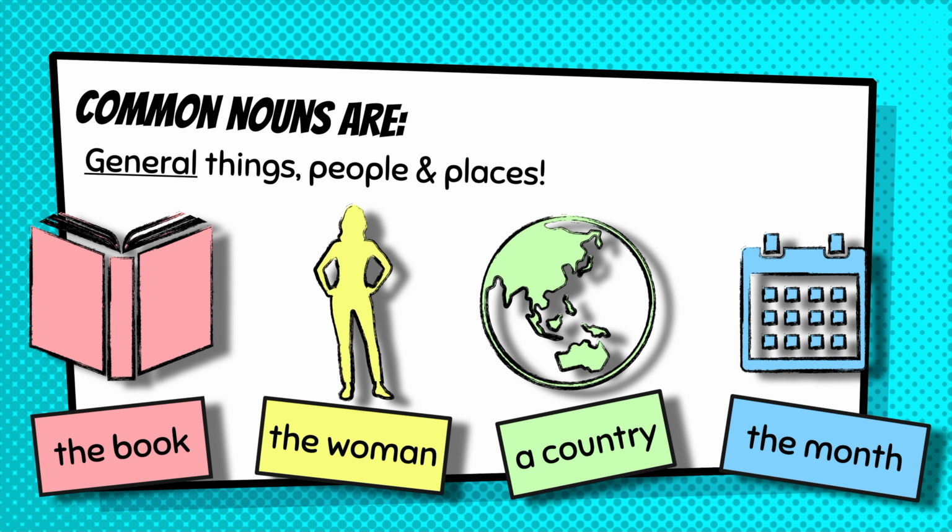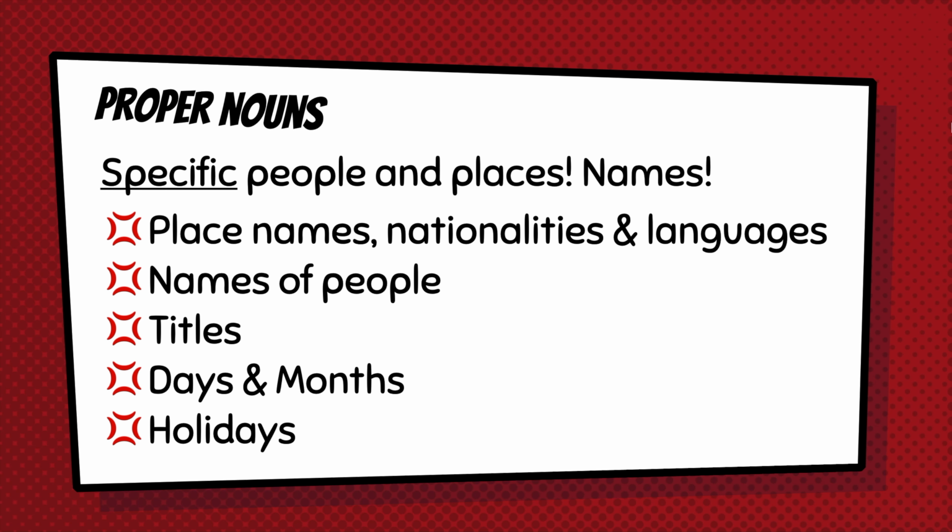So, for example, I could say the bottle or the car or the juice, but without naming a particular type, it's still a common noun. So a proper noun then is a specific person or a place. It's a name. So these are some examples.